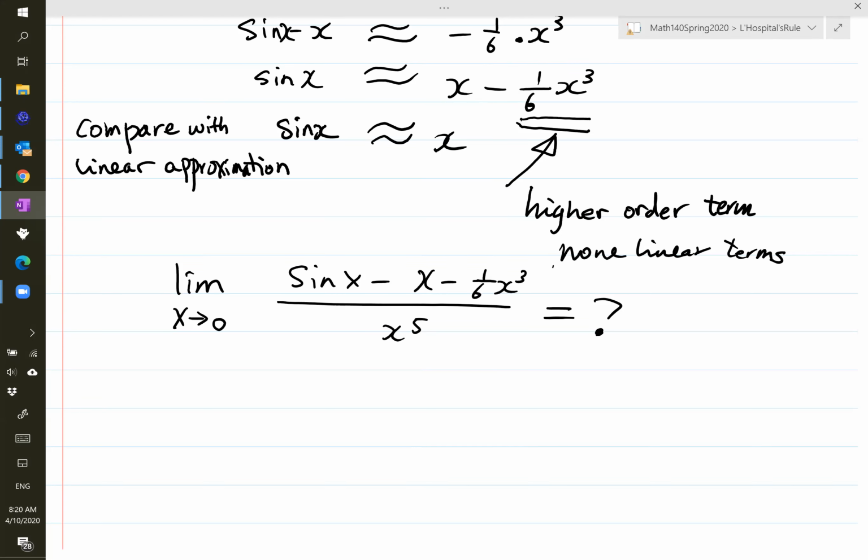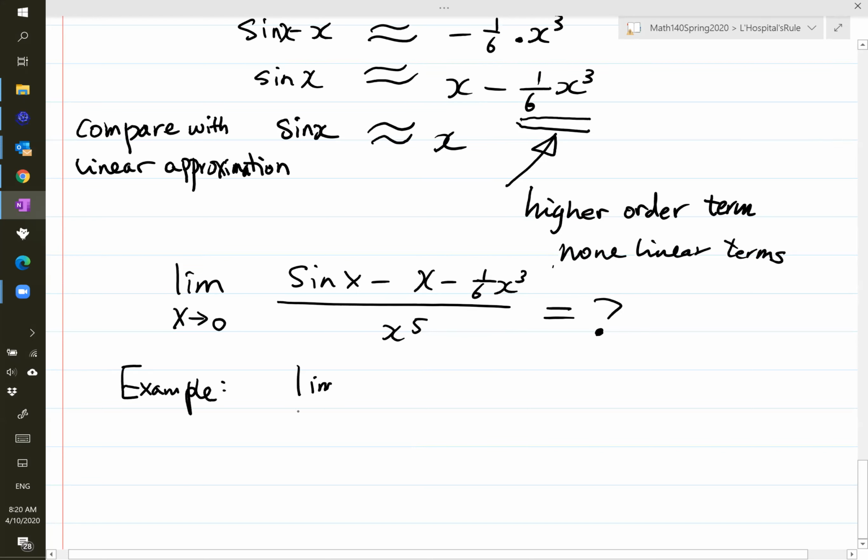Okay, now we did this approximation for sine, and then I do cosine x. Example: the limit as x approaches 0 of cosine x minus 1 over x squared. What is this limit?